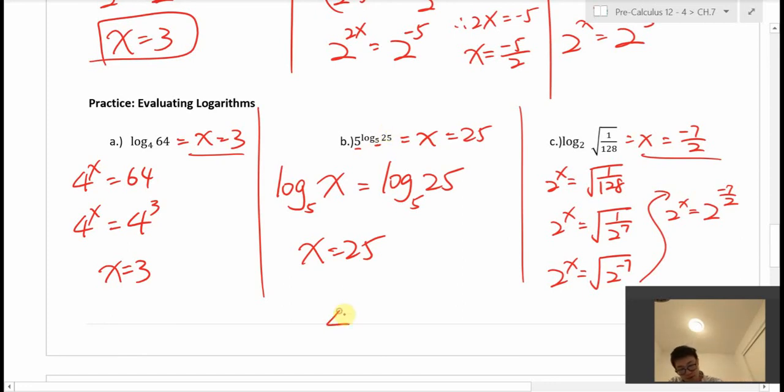So what I'm saying is this. If you have 4 to the power of log base 4 of 10, this is going to equal 10 because that's base 4. That's also base 4. Okay, so that's kind of a rule you can remember if you would like.